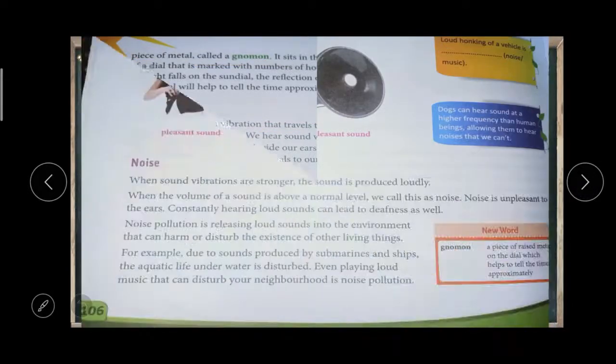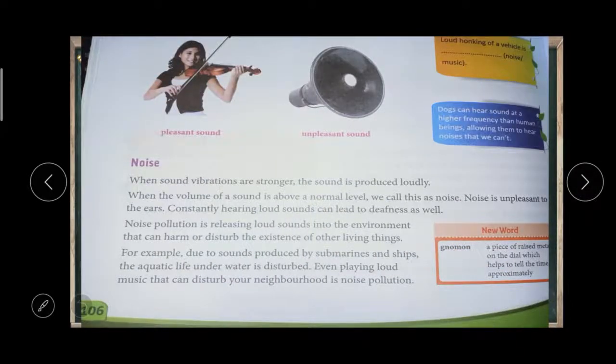The next one is noise. When sound vibrations are stronger, the sound is produced loudly, and that is called noise. We know that sound is a vibration that travels through the air, but if the vibrations are heavier or stronger, a sound is produced loudly. When the volume of the sound is above the normal level, we call that noise. Noise is very unpleasant for us.